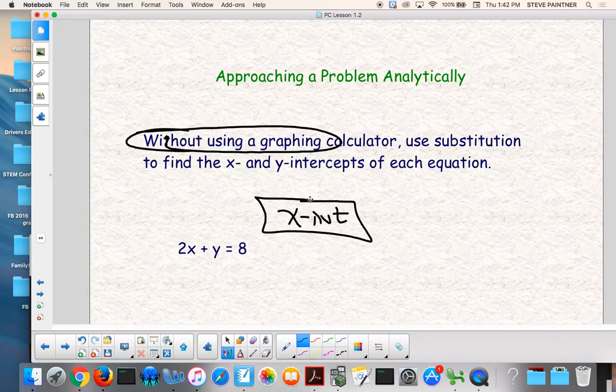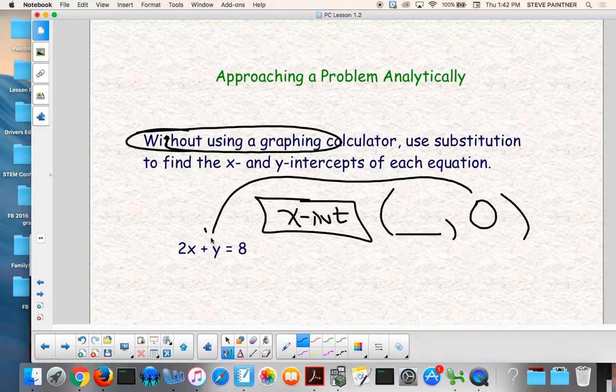Now, if you're going to do it by paper and pencil, it's really simple. You should know the x-intercept is something for x. What's y? 0. So if you know half the ordered pair, just plug the 0 in for y. 2x equals 8. What's the answer? 4. Okay, you got it. We're done.